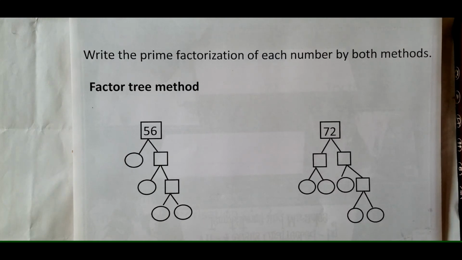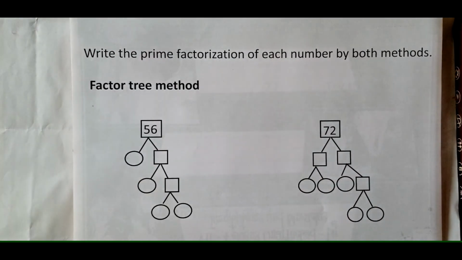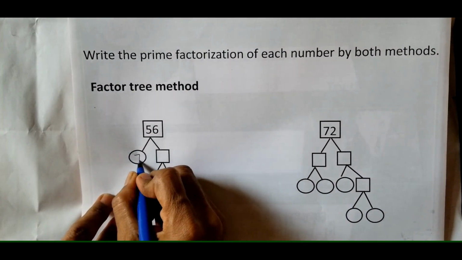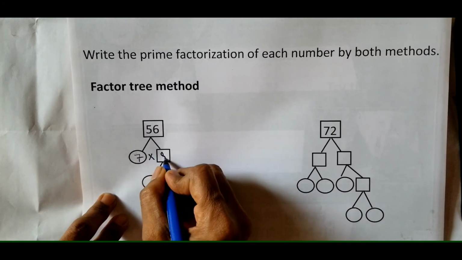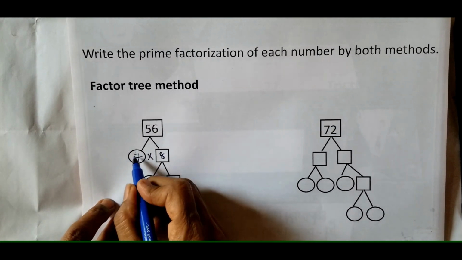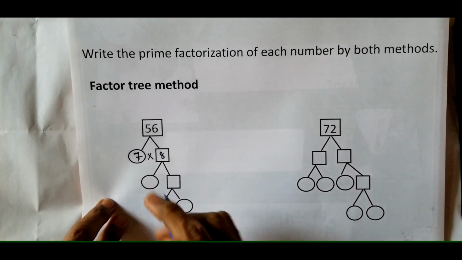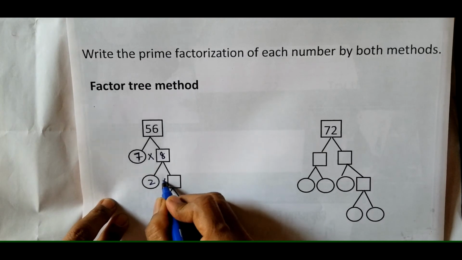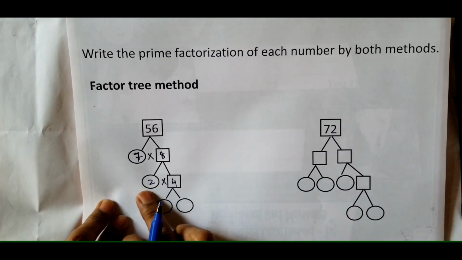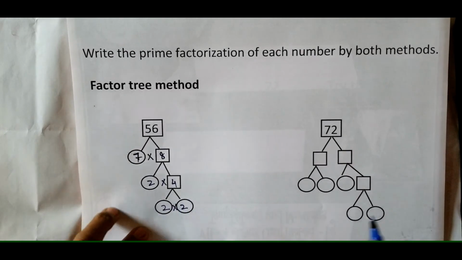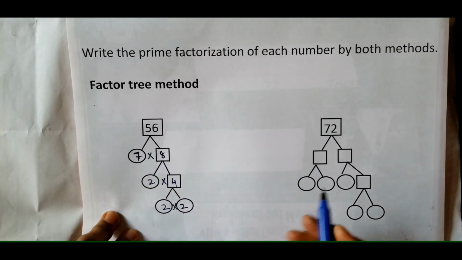Children, let us now find the prime factorization of number 56 and 72 by both methods. First, we will do the factor tree method. Now 56, we can split 56 as 7 8s are 56. 7 is a prime number. So now we will split 8. 8 is a composite number. 2 into 4. Now 2 is a prime number. Now we will split 4. 2 into 2. Now if you see, all the numbers are now prime numbers.